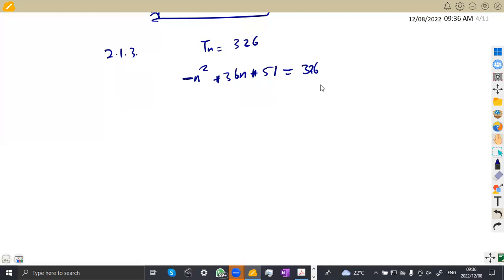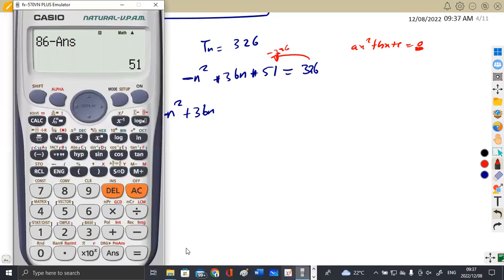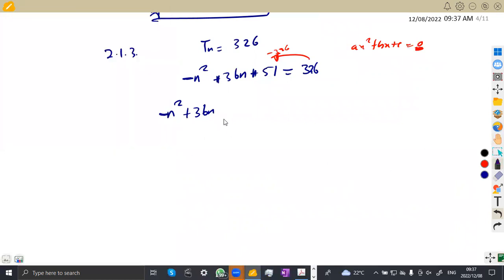All right, but before that, there is a need for you to transpose. Remember, every quadratic equation, the format, just like what we had, ax squared plus bx plus c is equal to 0. So one side has to be equal to 0. So you're going to have -n squared plus 36n, then definitely transpose the 326 to the left-hand side. So it's going to be a -326. So it's 51 minus 326, which is -275. All right, so that's -275 is equal to 0.